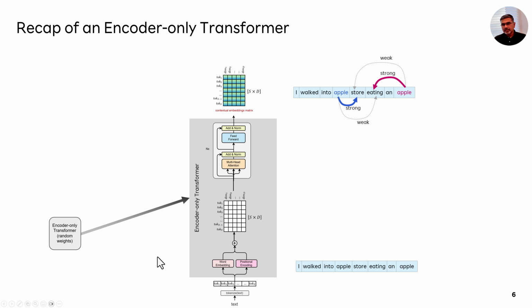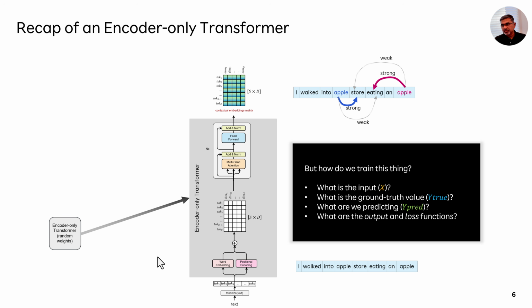Okay, this is all great, but how do you train this? And that's where we left episode 1. So when you want to train something, you obviously need input, and we know that the input could just be text. But they also need to know what is the ground truth value against which you will test the prediction that the neural network makes.